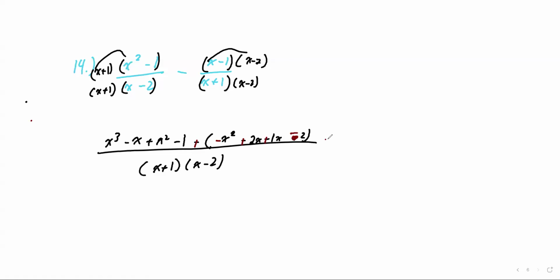All right. So then I can say, all right, x cubed is just x cubed. X squared plus negative x squared would actually cancel the x squares out. And then I have a negative x plus a 2x, so that'd give me 1x, plus another x, so that'd give me 2x. So basically, these would cancel out. And then I have negative 1 minus 2, which will give me negative 3. And then I'd keep this as is.